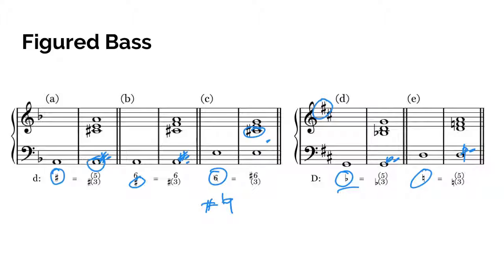When you see an accidental, you have to remember that it affects the third above the bass note, not the root note, but the bass note of the chord. So it could be in an inversion. When you see that sharp, you assume that it affects the third. And again here, the 6-3 chord, you see the sharp under the 6. That means it affects the third above the bass.